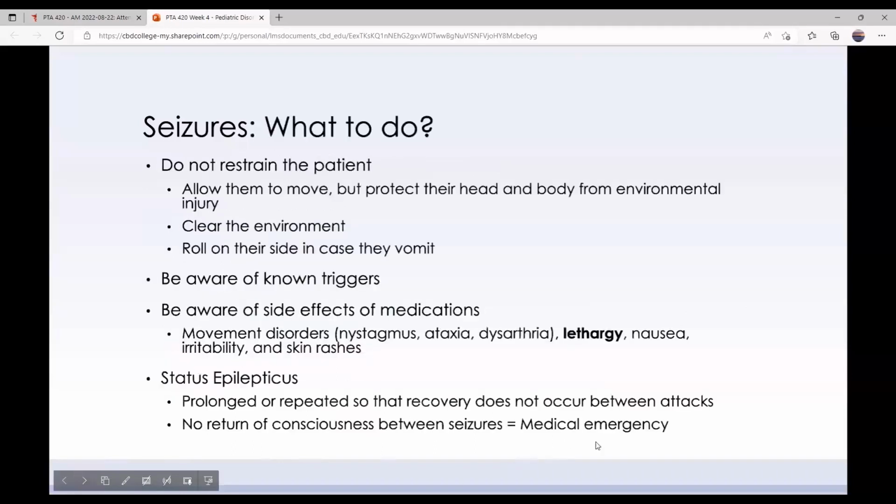So again, do not restrain them, know their triggers, be aware of side effects of medication. Status epilepticus is probably on your quiz and midterm. This is a medical emergency, where the patient keeps having seizures and they're not regaining consciousness. So we need to call 911.